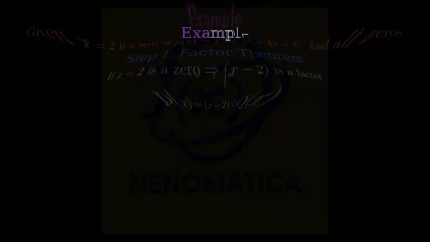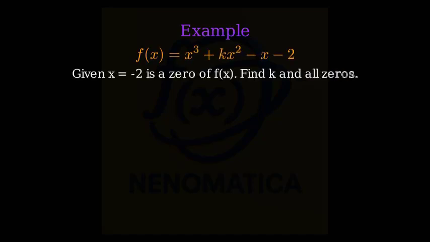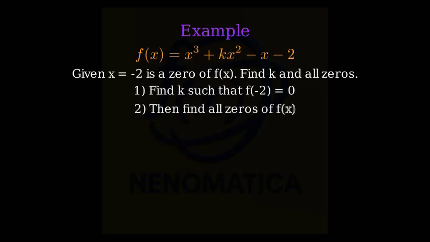Example, we are given the polynomial f of x equals x cubed plus k x squared minus x minus 2. We are told that x equals negative 2 is a zero. Our goals are: first, find the value of k that makes this statement true. Second, once k is known, find all zeros of the polynomial. Step 1. Use the zero factor idea. If x equals negative 2 is a zero, that means f of negative 2 equals 0.